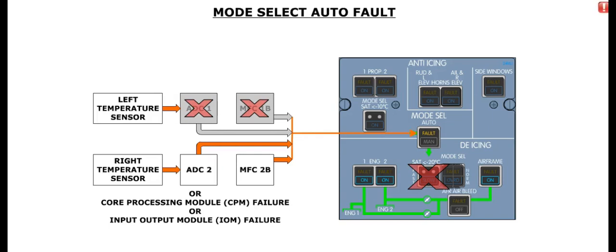The fall caption illuminates amber when there is a failure of either MFC 1B or 2B, or if there is an air data computer, core processing module, or input-output module failure. The SAT less than -20 degrees Celsius push button is disabled when the fall caption illuminates.